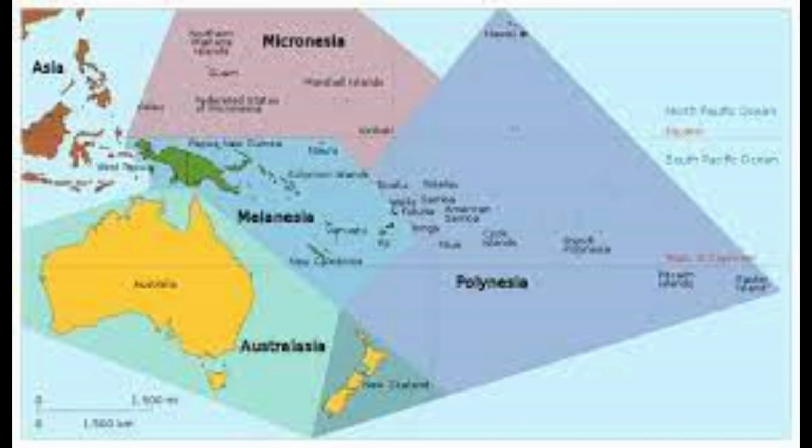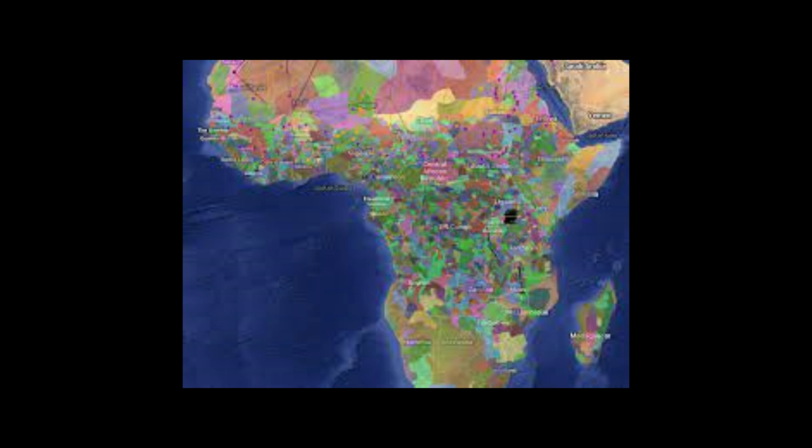Australia vs. Australasia. The distinction between Australia and Australasia, including New Zealand and nearby islands, is sometimes blurred, leading to debates on regional names. Africa's diverse names. Africa is home to a multitude of indigenous languages and cultures, each with its name for the continent.